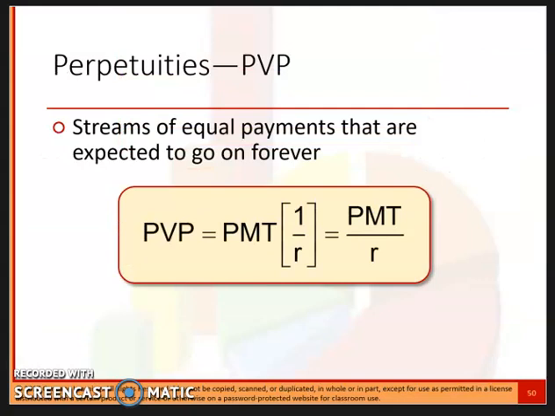So, perpetuity. The only perpetuity that I am aware of in today's world is preferred stock. A perpetuity is a stream of equal payments that are expected to go on forever. Preferred stock pays a dividend that does go on forever, although in most cases some preferred stock is actually callable. The present value of a perpetuity is equal to the payment divided by the required rate of return. Usually that payment is a dividend.